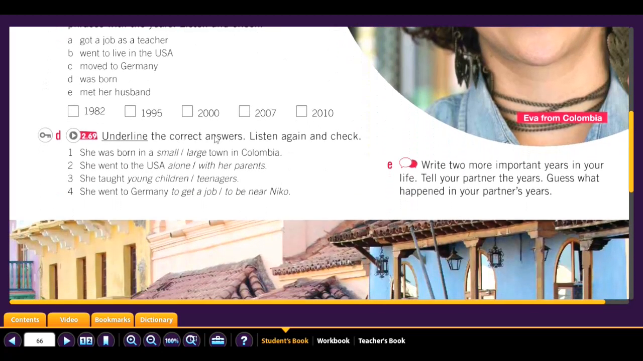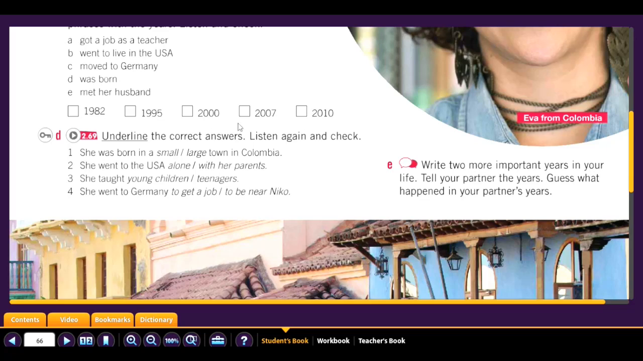Now, underline the correct answers and listen again and check. So, this is part of the conversation. You need to complete it. And once you're finished, you can go back to the video. Pueden regresarse del video. Bueno, la parte del audio.